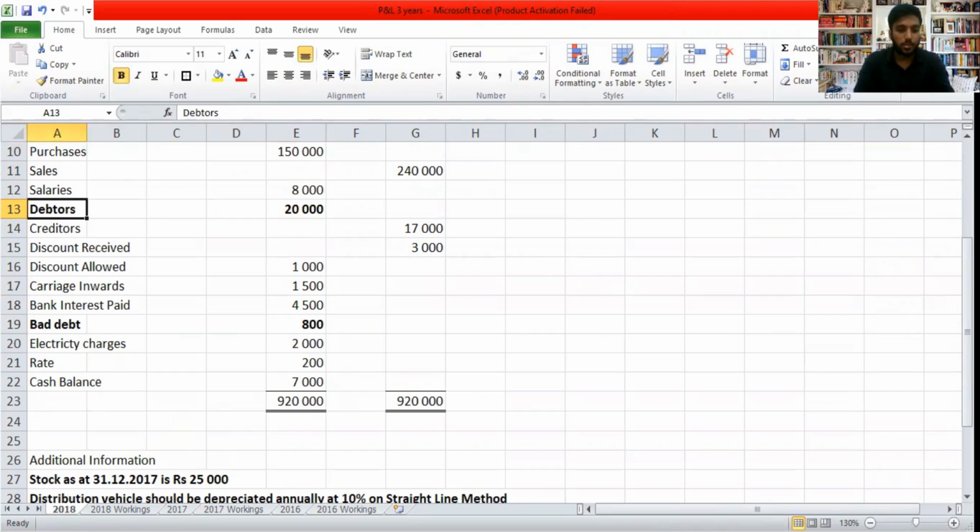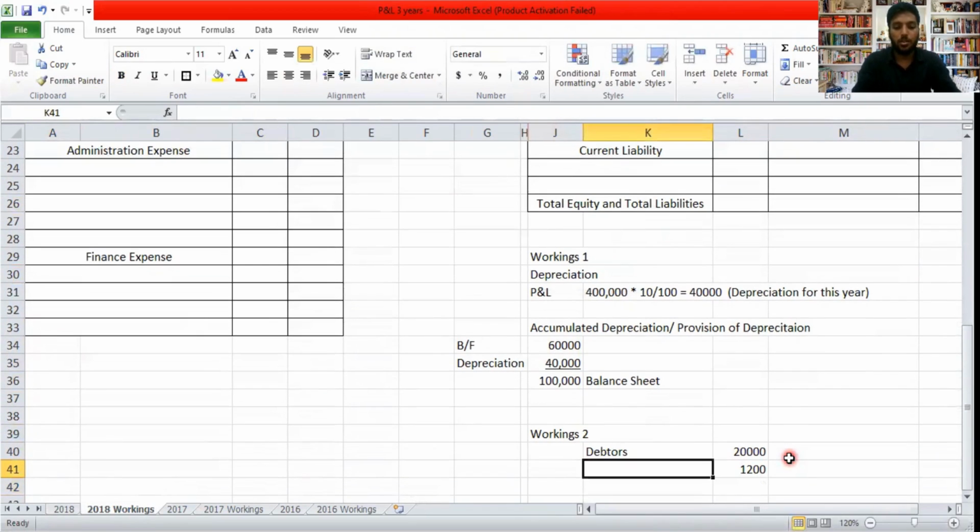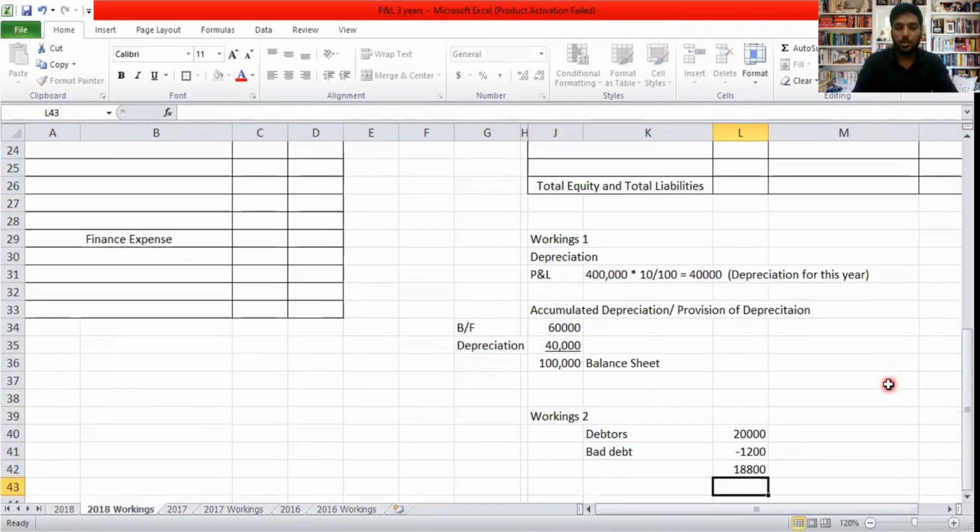So I'm going to take this 20,000 here and deduct 1,200, because this is a bad debt. So 20,000 minus 1,200. I always said when you deduct, you need to put it in brackets. 1,200. How much will you get? 18,800. You will write here debtors actual balance, or this is the amount which goes to the balance sheet.